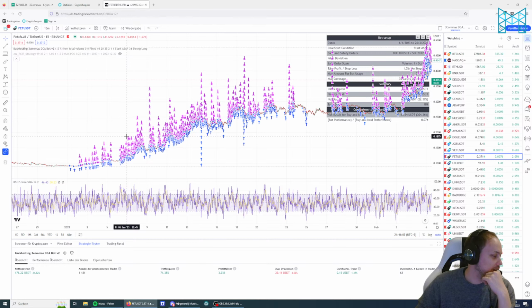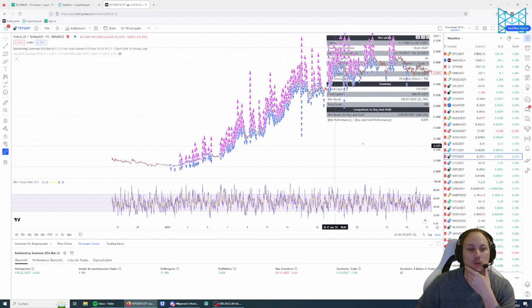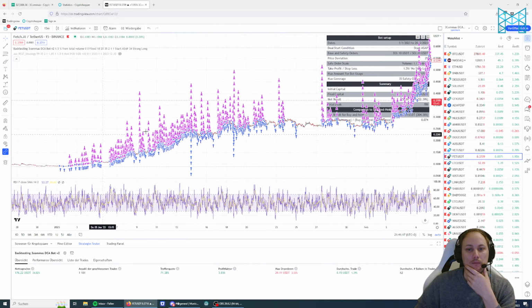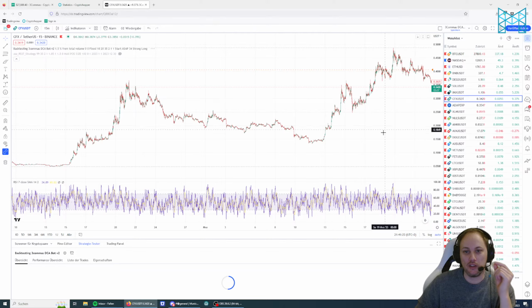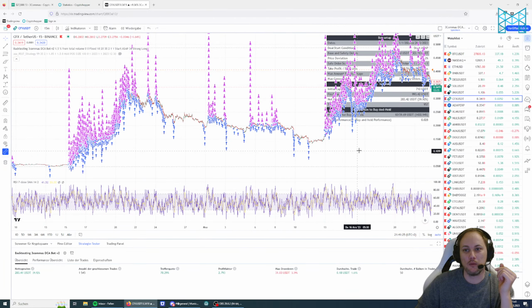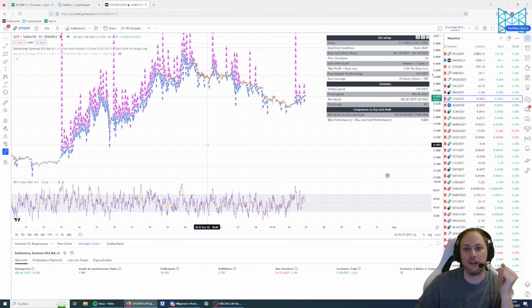Maybe somebody has in mind some volatile coins they really like? We can put it in and check out what the profit is. But for this coin, I had the CFT. You also need to keep in mind you can also compare it with buy and hold.